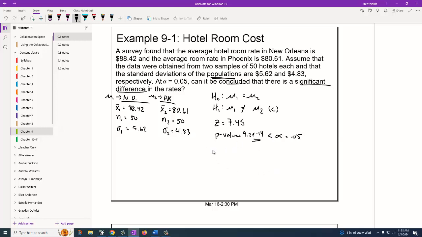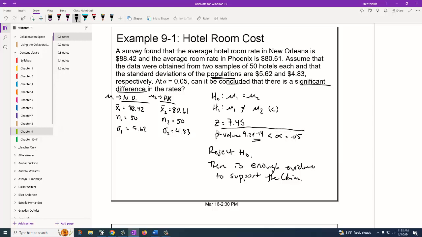Whenever the p-value is smaller than alpha, we reject H naught, and we can say there is enough evidence to support the claim. So what we're saying is that these are not equal to each other. This is really important for the next stage of what we're going to learn how to do. We're going to learn how to build a confidence interval.